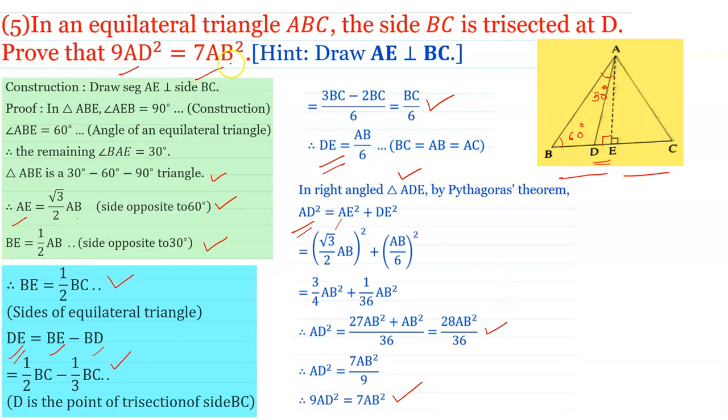We wanted to prove that 9 AD square is equal to 7 AB square. One important thing here: whatever we want to prove, which sides are involved? There is one hypotenuse AD and one side of the triangle, AB. We are considering triangle ADE, and using that we can prove that 9 AD square is equal to 7 times AB square.